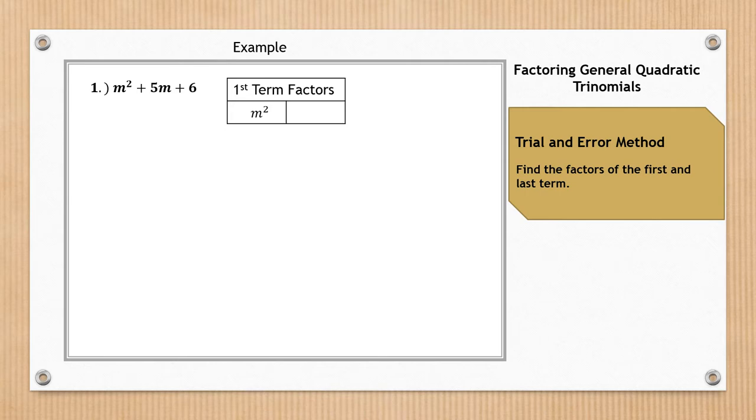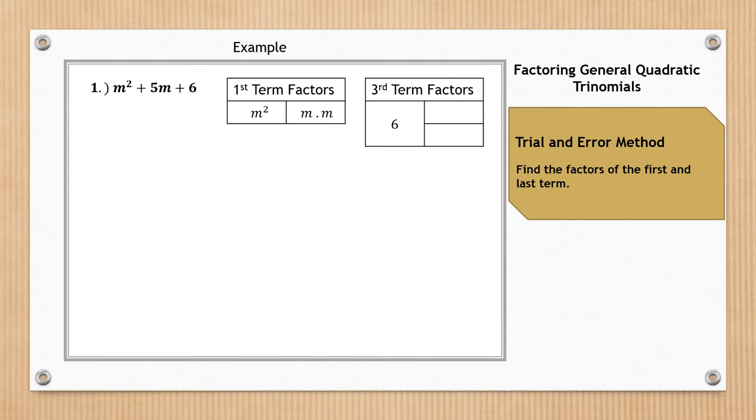What are the factors of m squared? M times m. Is there any other factor of m squared? No more, so just m times m. Then you have the factors of the third term, or the last term. What is the last term? 6. Never mind the middle term 5m for now, class. We'll consider it later. For now, let's focus on the factors of the first and the last term.